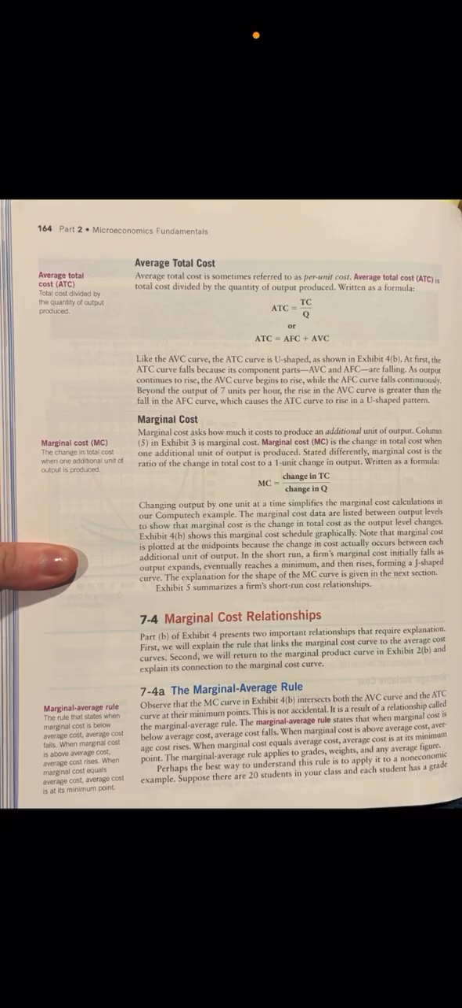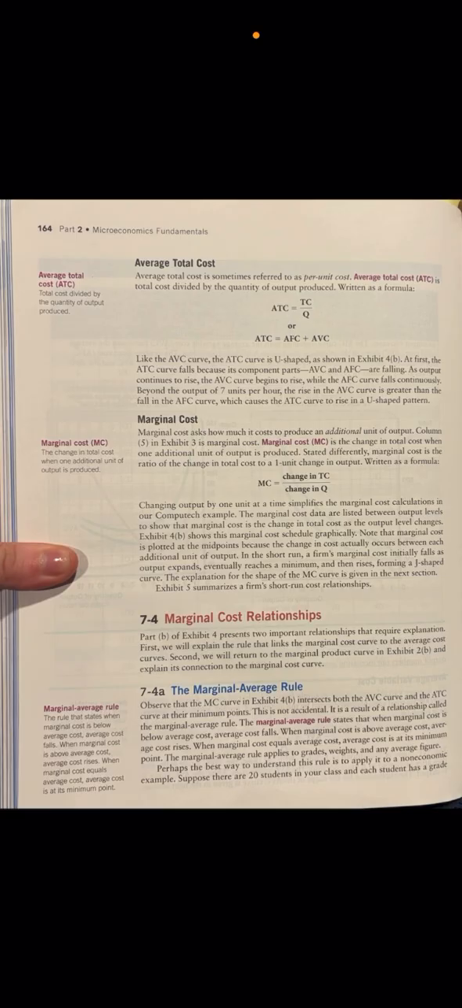Marginal cost. Marginal cost asks how much it costs to produce an additional unit of output. Column 5 in Exhibit 3 is marginal cost. Marginal cost, MC, is the change in the total cost when one additional unit of output is produced. Stated differently, marginal cost is the ratio of the change in the total cost to a 1 unit change in output, written as a formula of MC equals a change in TC over a change in Q.